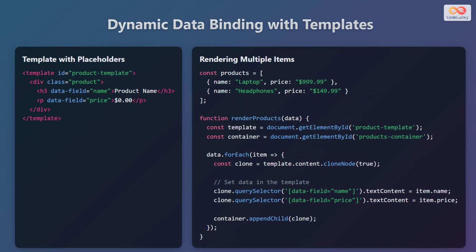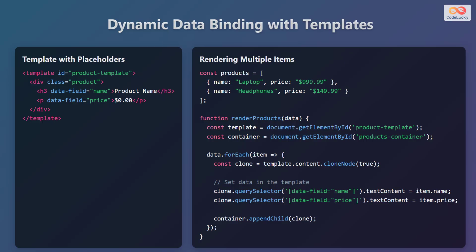Here is dynamic data binding with templates. The template has placeholders. Enclosed within the opening and closing template tags, we have a div element with the class product, containing a heading that has the data field attribute set to name, and a paragraph with the data field attribute set to price. Here is how to render multiple items.